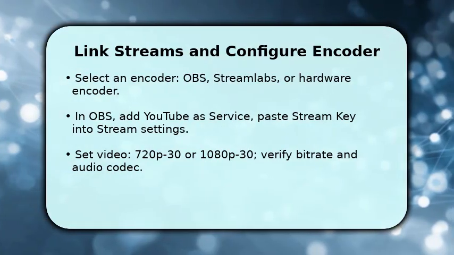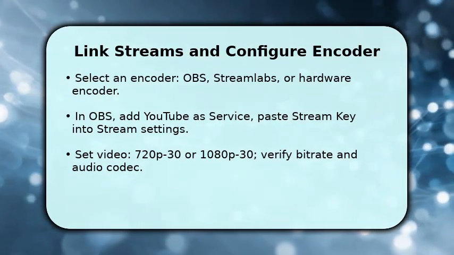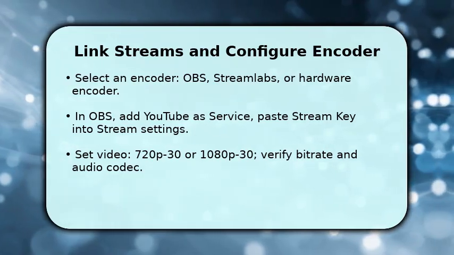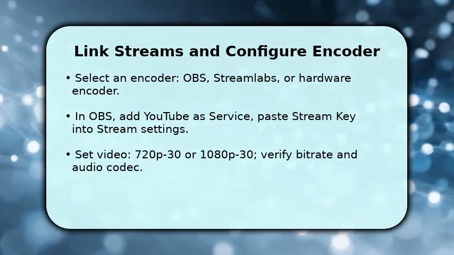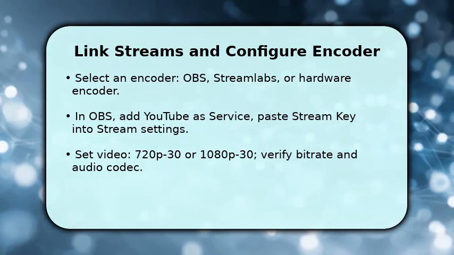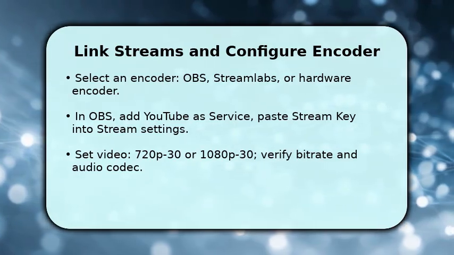Now connect the technical pieces using an encoder like OBS or Streamlabs. You open OBS, go to Settings, Stream, choose Custom or YouTube, and paste the stream key from YouTube. Then in OBS add a second output or use Multi-Stream plugin to target Facebook's RTMP URL and its stream key from Live Producer. Configure output.